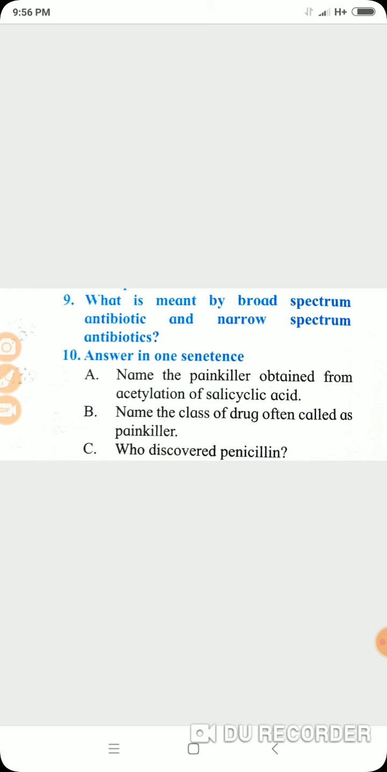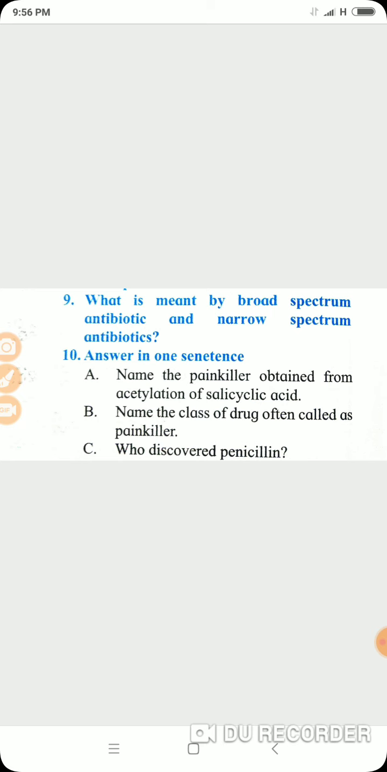What is the meaning of broad spectrum? Broad spectrum antibiotics are effective against a wide range of bacteria. Narrow spectrum antibiotics are effective against a particular group of bacteria.